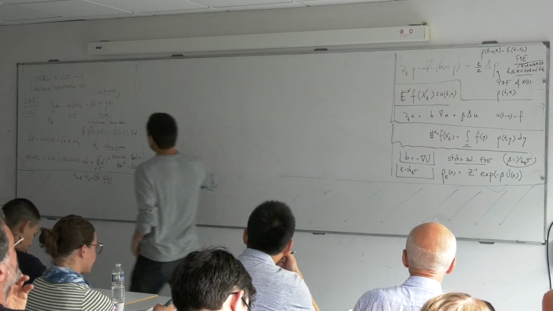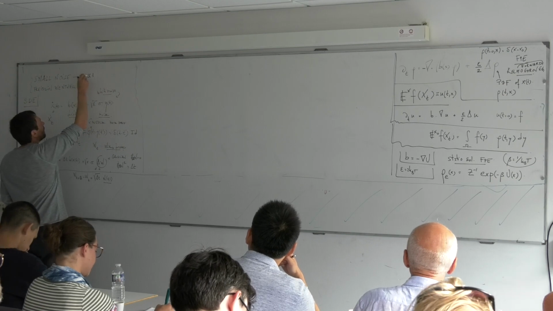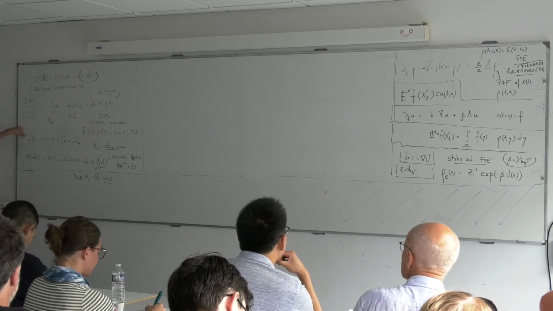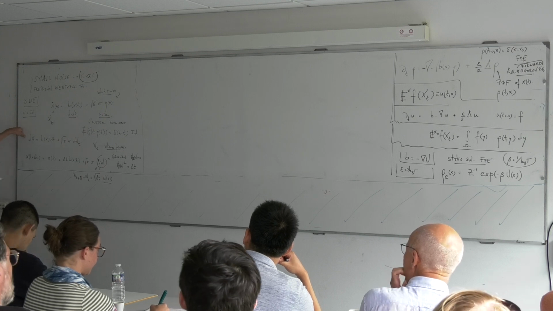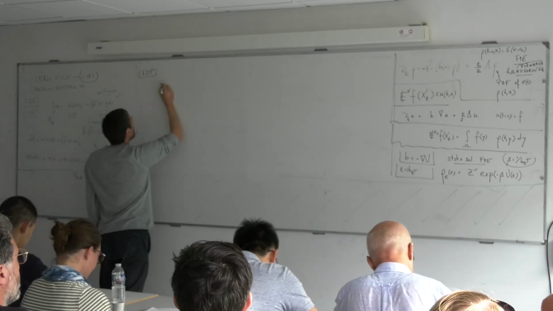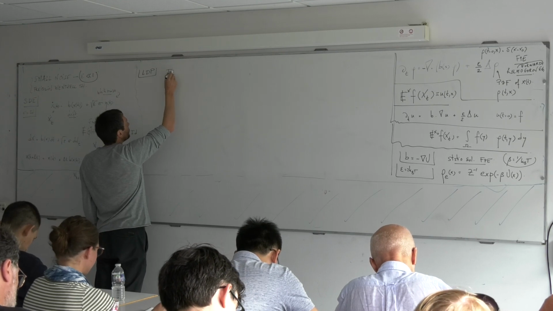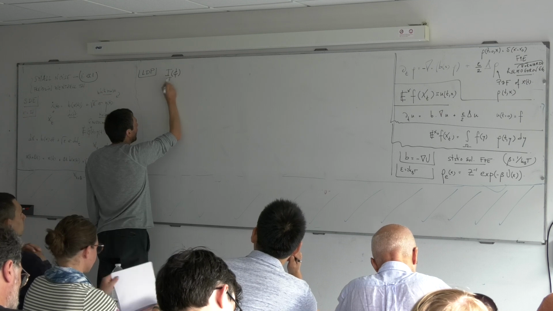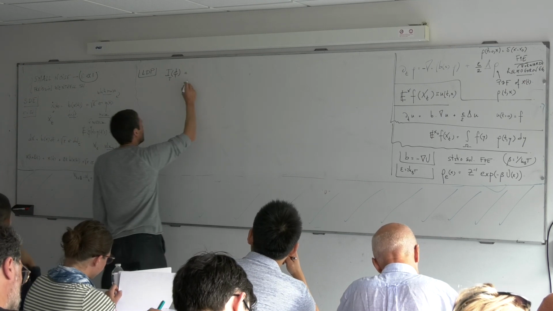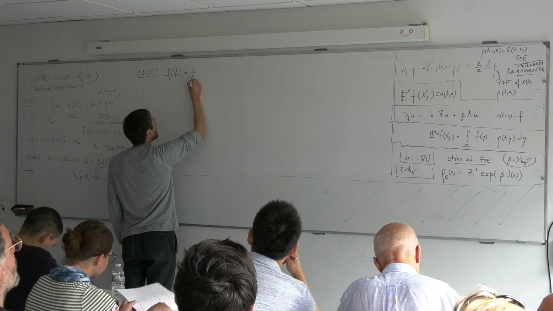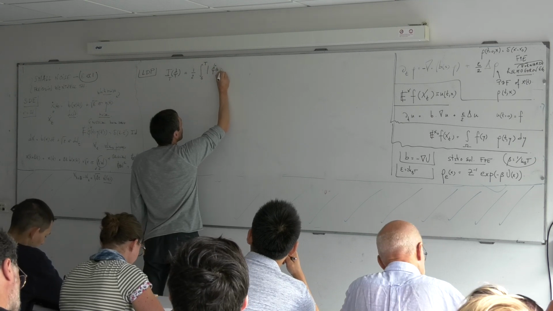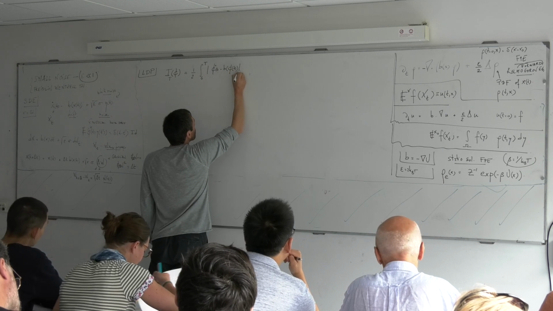So when epsilon is small, this is the small noise limit. This equation satisfies a large deviation principle. You remember there was an action yesterday, so I'm going to write what the action is here. It depends on time, and I'll write it in terms of phi to try to distinguish. This object is simply the integral of phi dot of t minus b of phi of t, squared, dt.